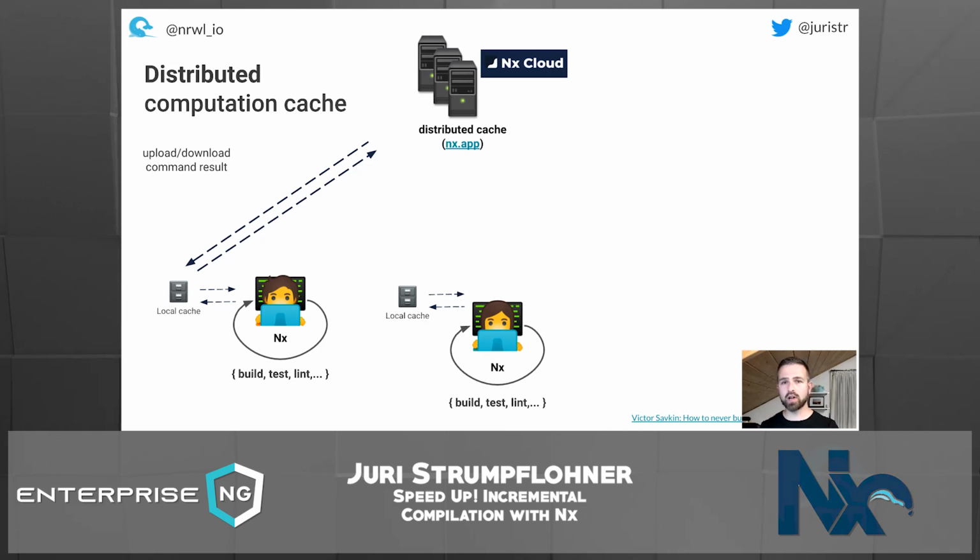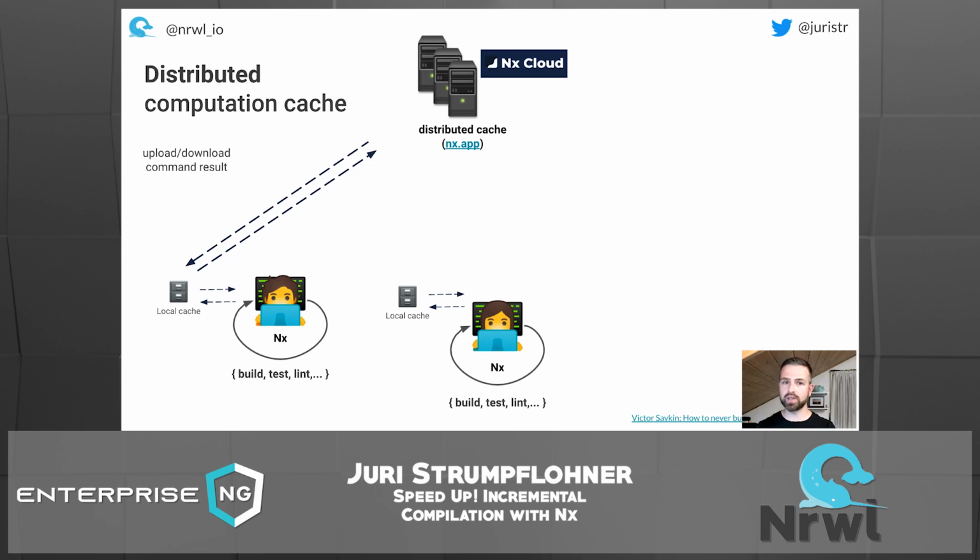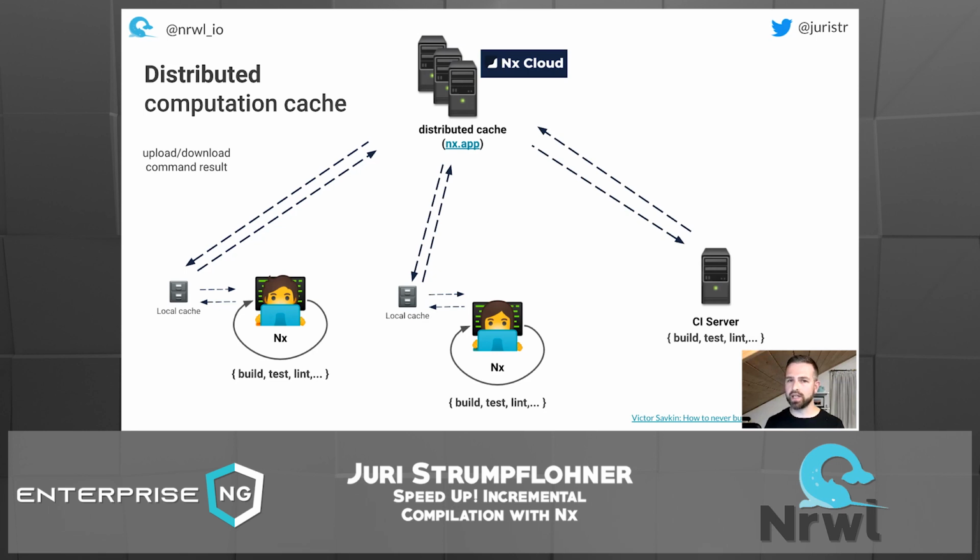If my teammate now comes into work and boots up the NX workspace, executes also a test run, which happens to overlap with some of the tests that I've executed, those wouldn't be executed again, but they would simply be taken down from NX Cloud into the local cache and then restored from there. And so you can imagine that this already speeds up things a lot in your development team. It gets even more interesting when you also wire in the CI server.